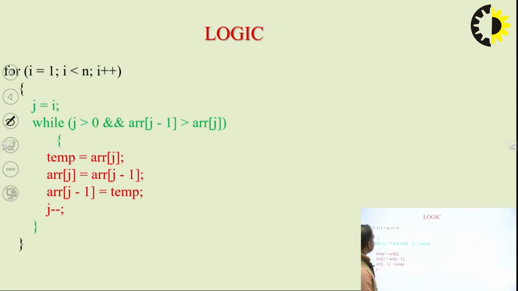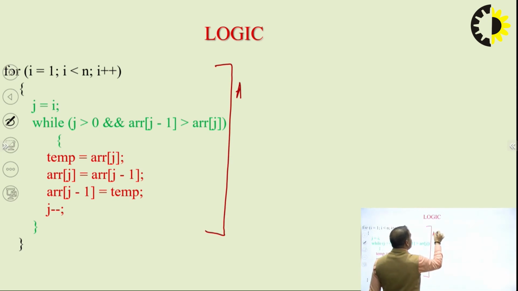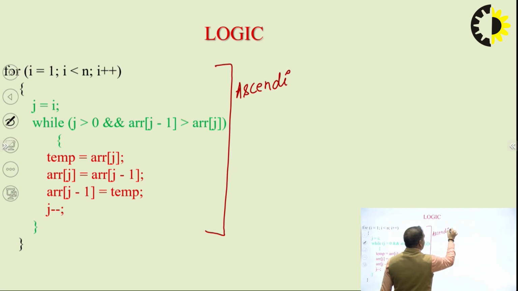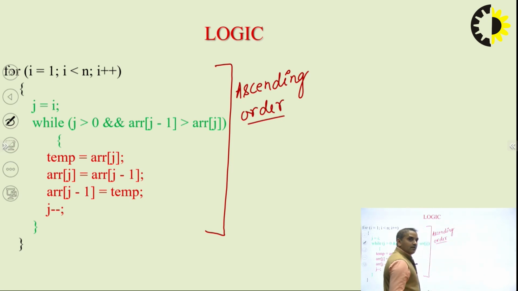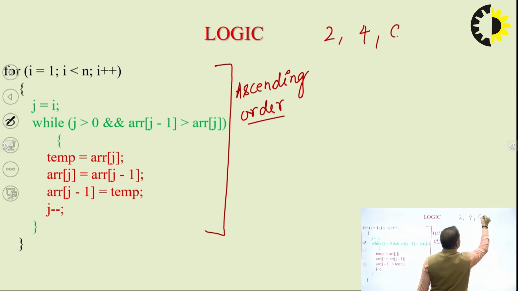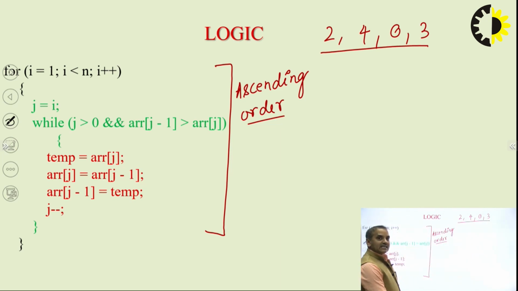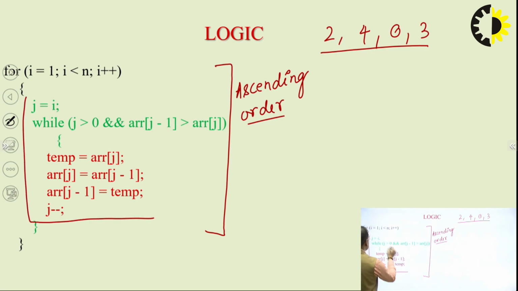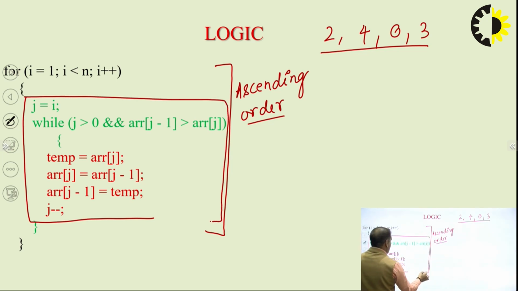Then the main logic is this. This logic is for sorting the elements in ascending order. We sort the elements in ascending order by using this logic. Because we take an example 2, 4, 0 and 3. We want to sort this given array in ascending order, then we have to use this logic. If the order is to be changed, then the given logic will also be changed.